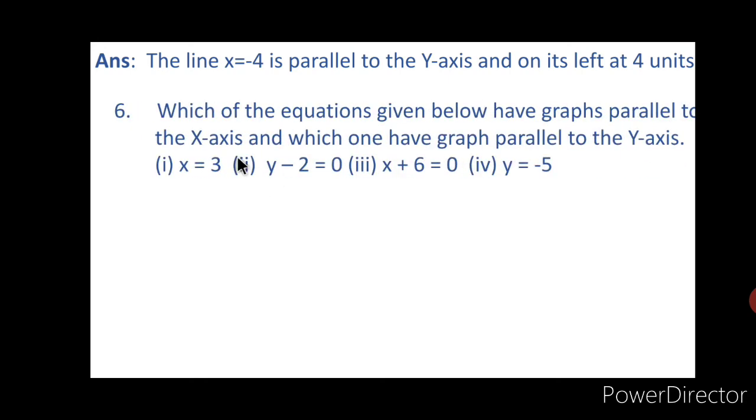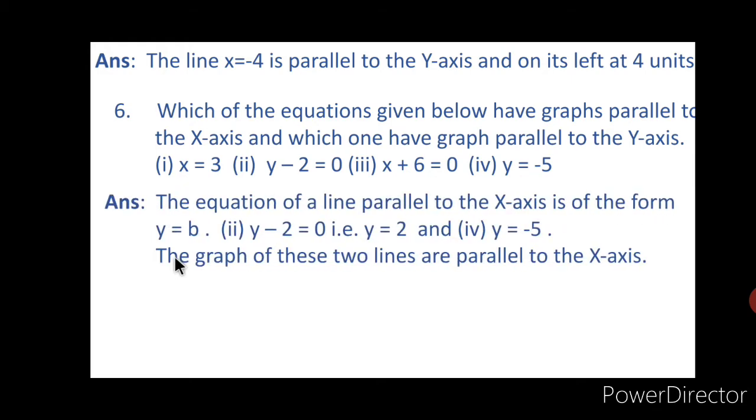Then the sixth question is, which of the equations given below have graphs parallel to the x-axis and which have graphs parallel to the y-axis? 4 equations are given here. The equation of a line which is parallel to the x-axis is always in the form y is equal to b, and therefore y minus 2 is equal to 0, which means y is equal to 2, and the fourth equation, y is equal to minus 5. These two lines are parallel to the x-axis.